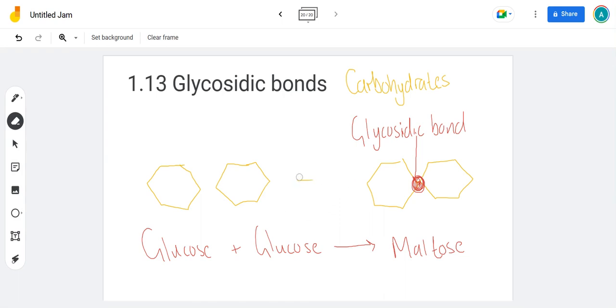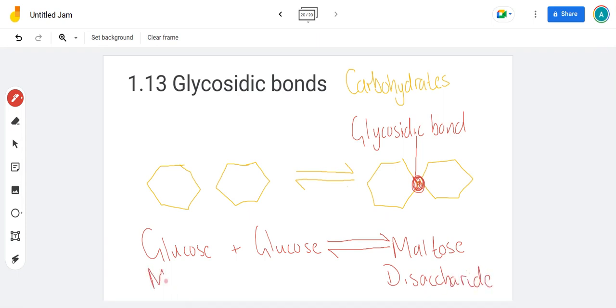However, you can obviously break maltose down, turn it back into glucose molecules. So really, we should draw a reversible arrow, like so. And then we need to know what those reactions are called. The joining together reaction, when the two glucoses are joined together to make the disaccharide. Maltose is a disaccharide, and these are obviously monosaccharides.